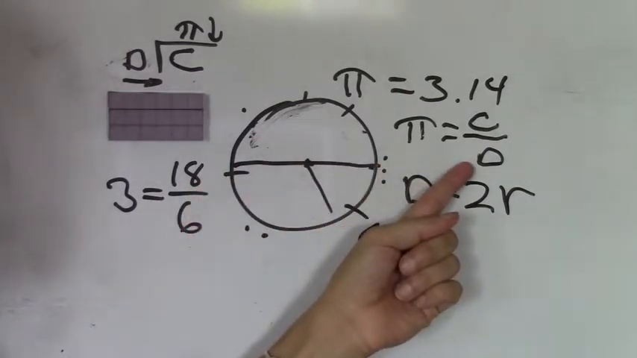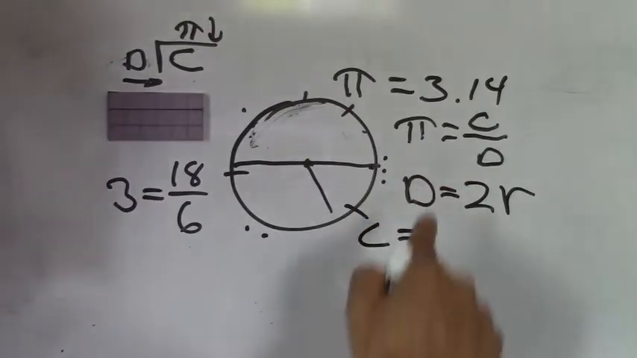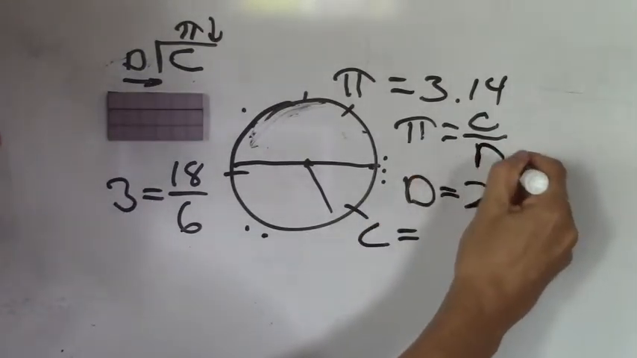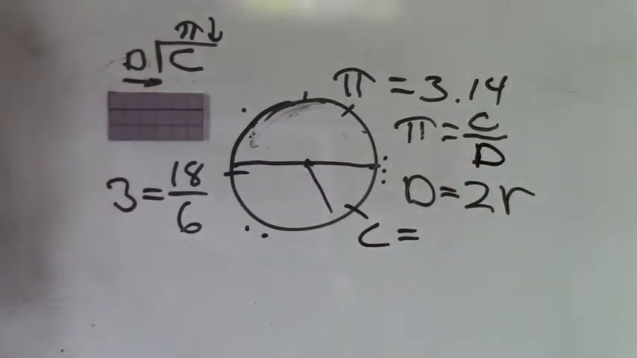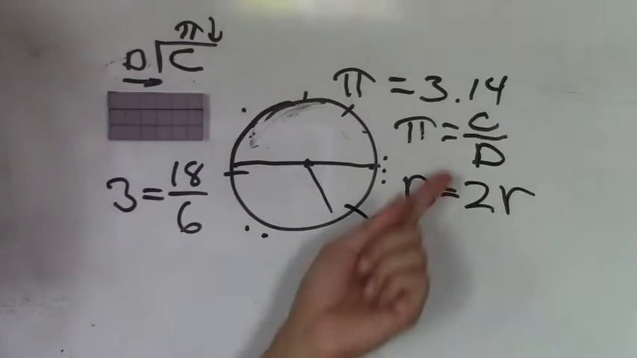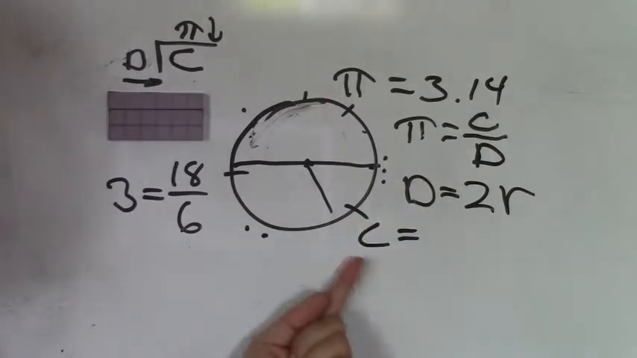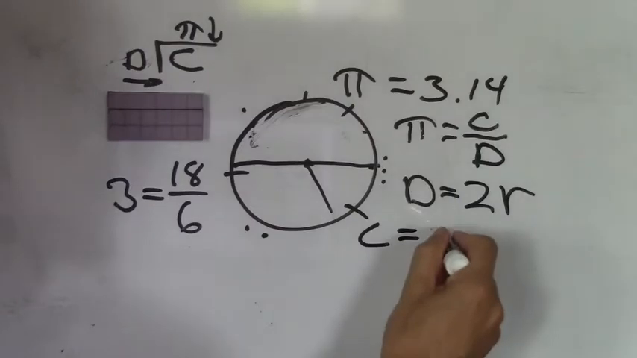6 would be the... What letter is that? D. That's a D. What are you trying to say? So what would it be? Speak the words. 18 is C, 3 is pi, and 6 is D. Leave out the numbers and just give me the letters. C equals... C is 18. It's D times pi.